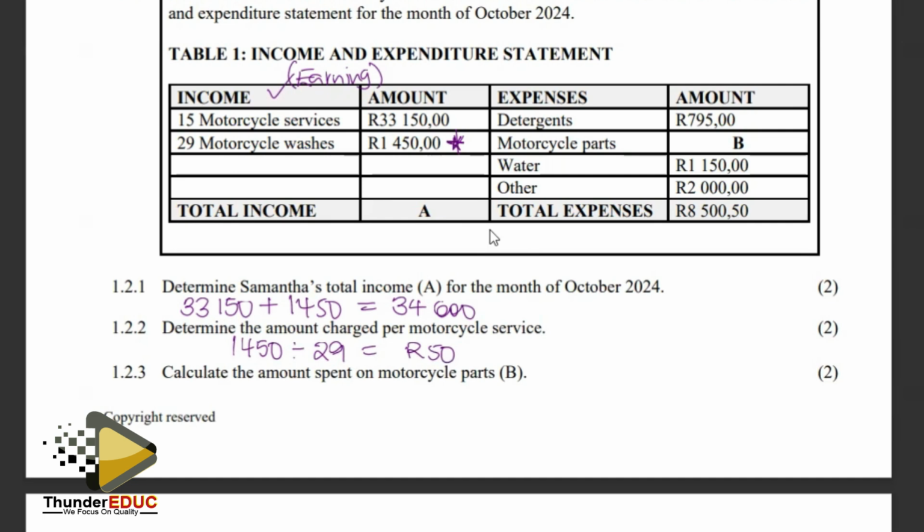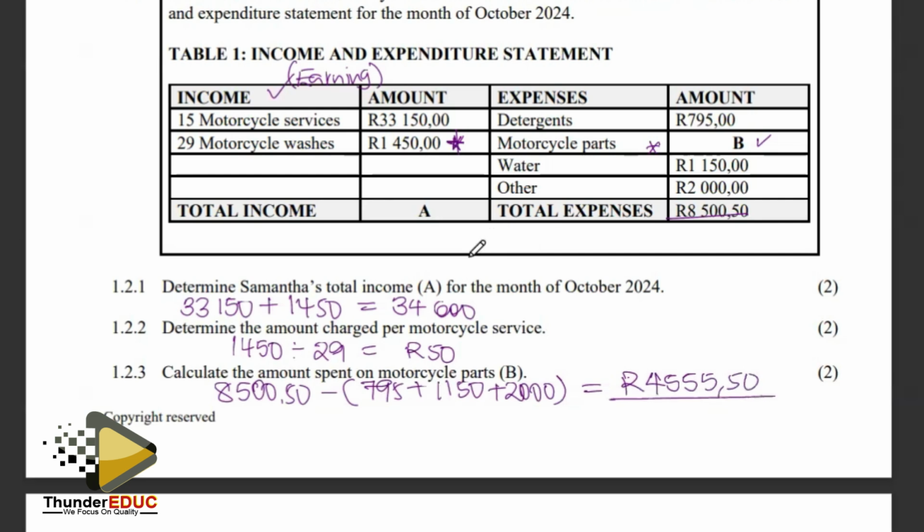They're asking us to calculate the amount spent on the motorcycle parts. This one, which is missing. So we're going to say 8,550, because it's a total, minus 795, minus another 1,150, and minus the 2,000. So the value of B was supposed to be 4,555 rand 50 cents. Okay, we continue.